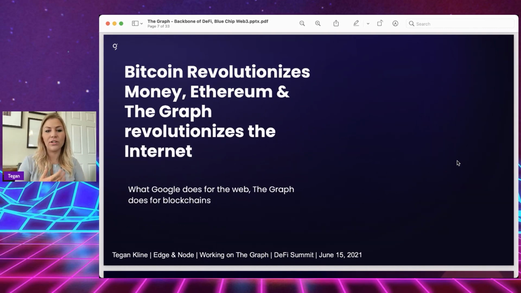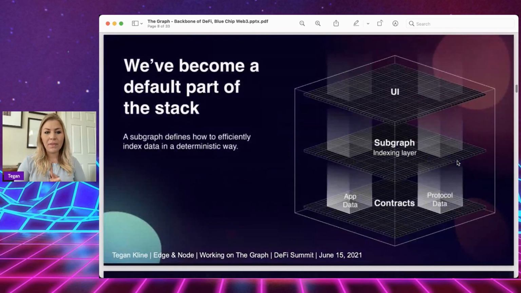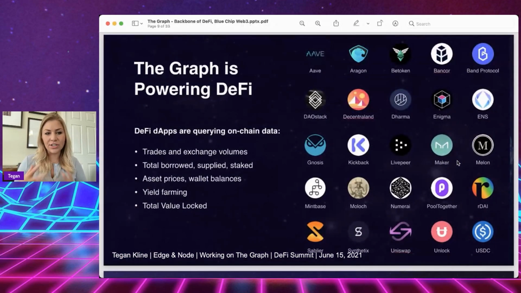And so Bitcoin really revolutionizes money. I think Ethereum and the Graph revolutionized the internet, revolutionized finance. And the Graph has become a default part of the stack. So the Graph is the decentralized indexing and query layer that sits on top of blockchains that developers then build with to build really great, vibrant applications. And so the Graph is powering most of the applications in the blockchain space today.